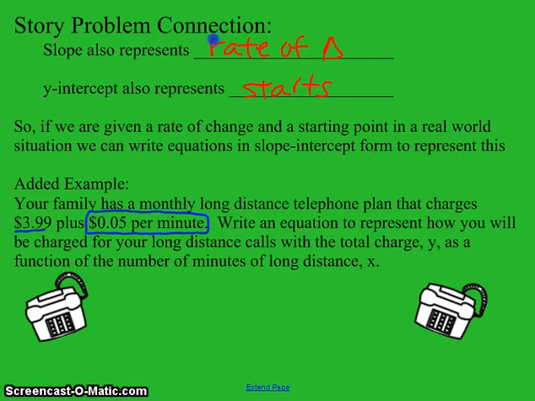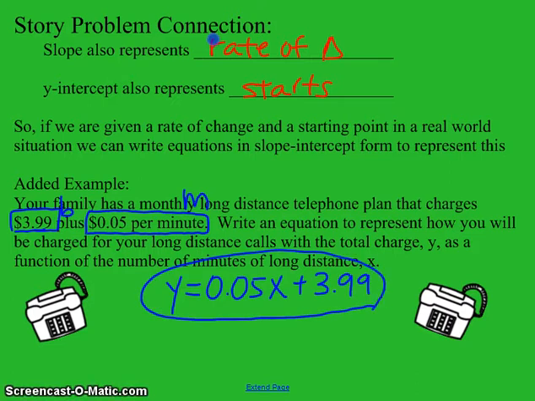Well, that per minute gives you your rate of change. There's your slope. The $3.99 is how much you pay to start, because you pay $3.99 and then on top of it, the 5 cents per minute. So you have enough information to write your equation of 5 cents times x, because x is my number of minutes, plus my starting fee of $3.99. That word per is a kind of dead giveaway that this is slope.